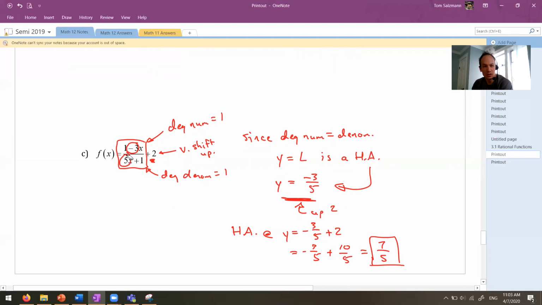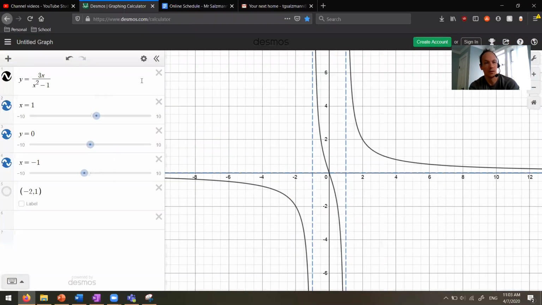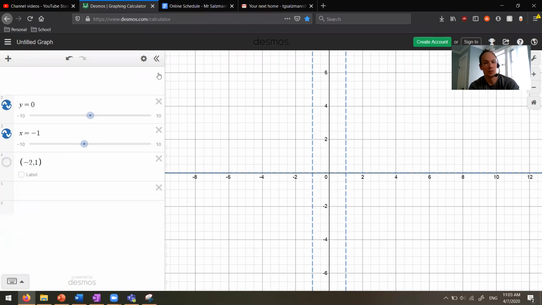Okay, I've totally cluttered this up, so let's take a sec and jump over to Desmos and make sure that this works. So 1 minus 3x. Okay, I'm going to just get rid of that.